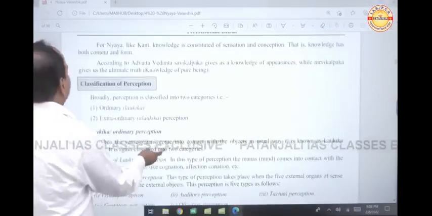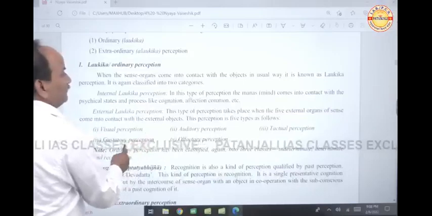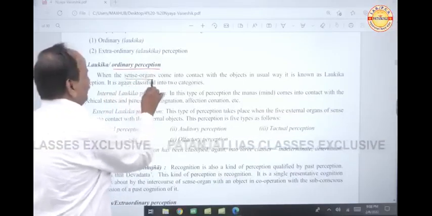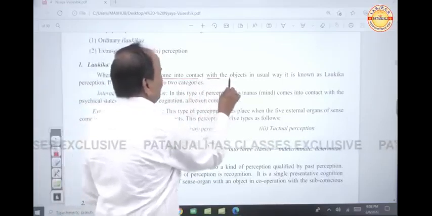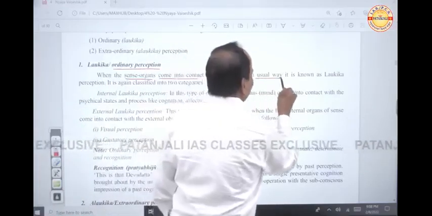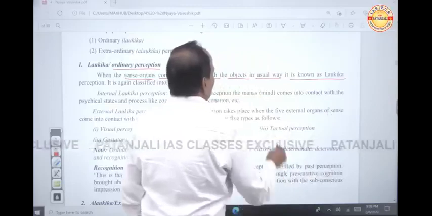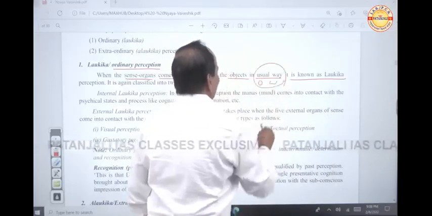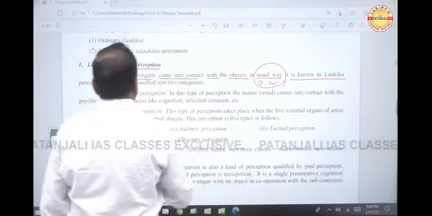Second one is classification or ordinary perception. When the sense organs come into contact with the object in the usual way, it is known as लौकिक. Usual way, or ordinary way. लौकिक.